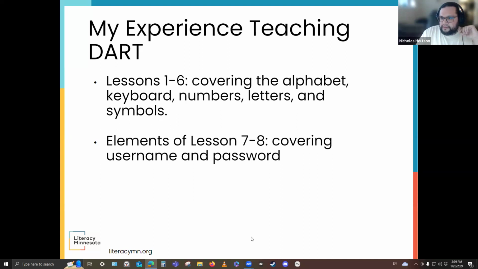Dart also, in lessons 7 to 8, moves on to covering username and password, as well as some grammatical things. An example of vocabulary that I've been working on recently, the last 2 weeks, is that my beginning level English students have been practicing phrases like above, under, and next to.